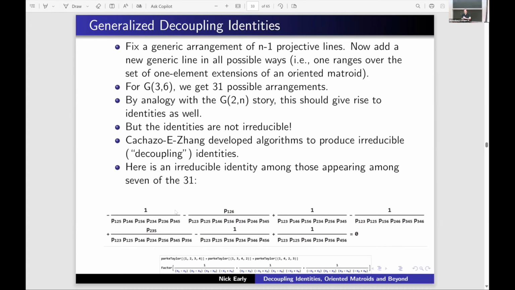Okay, so back to decoupling identities, the subject for the talk. We're going to fix an arrangement of n-1 projective lines, projective copies of P1 embedded in P2. We're going to take a new generic line in all possible ways, slide it around to introduce a sixth generic line. On X(3,6), it turns out you get 31 possible arrangements.